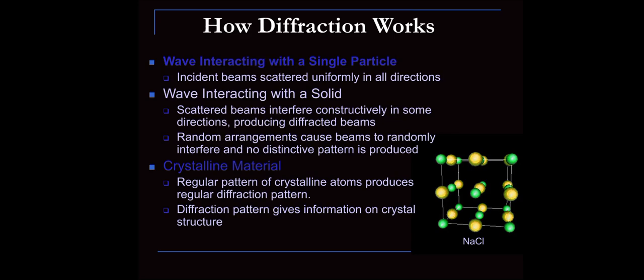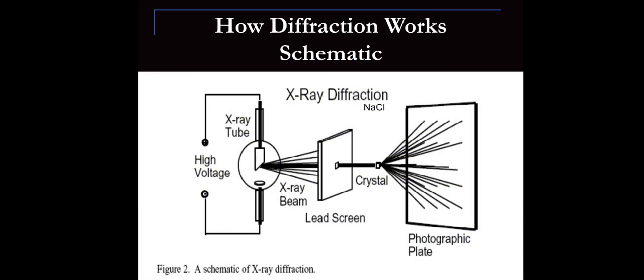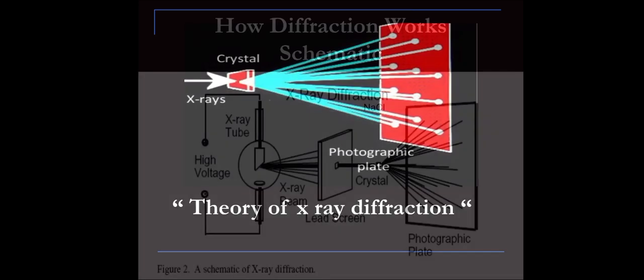This is a diagram of NaCl. How diffraction works, schematic. Basically, this is a high voltage, this X-ray tube passes to an X-ray beam. This is a light screen, so crystal, a photographic plate. X-ray diffraction of NaCl, schematic diagram.